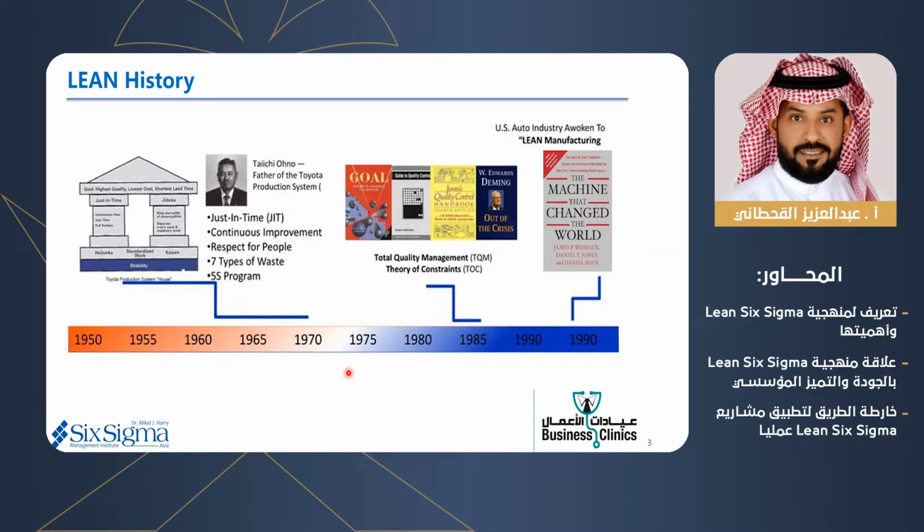The Japanese kept continually improving the concept of lean, and in the early 90s a book was developed by James Womack, and this was the first book to introduce the lean concept and the lean principles.